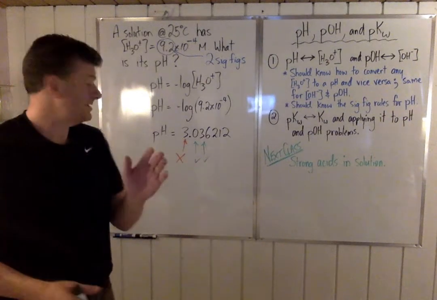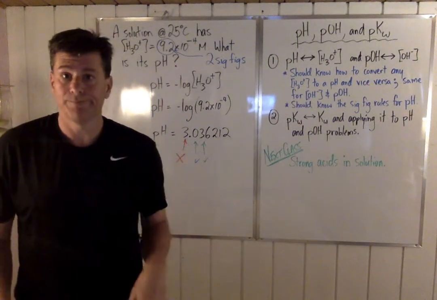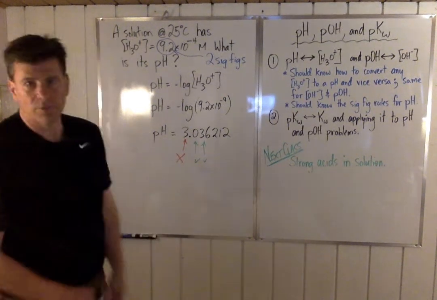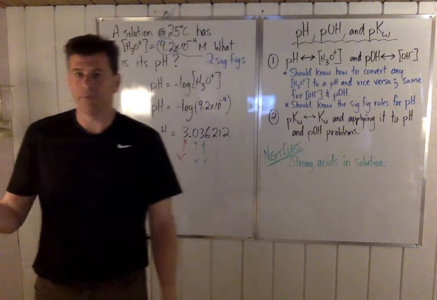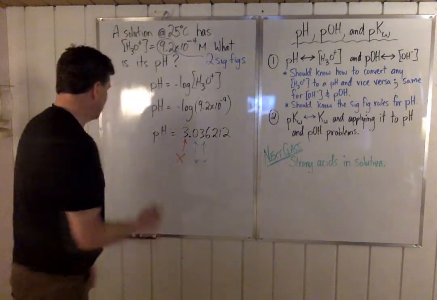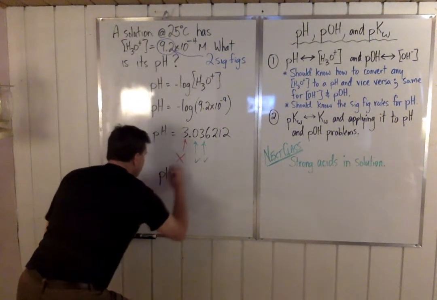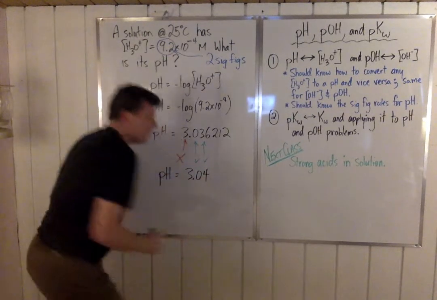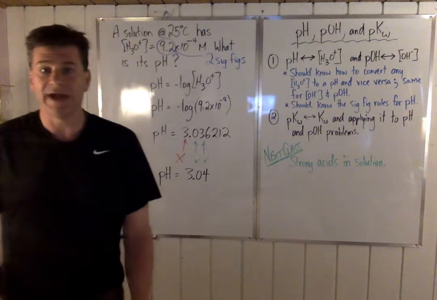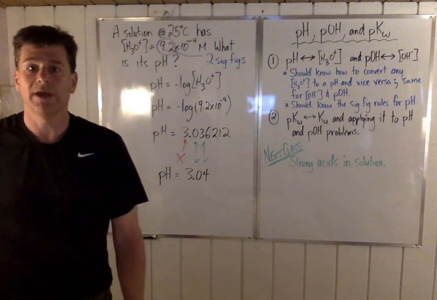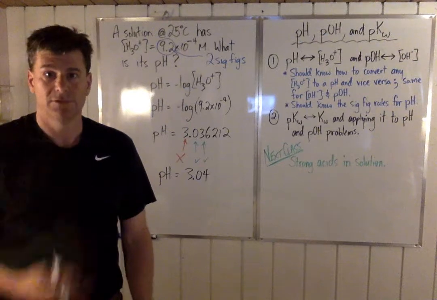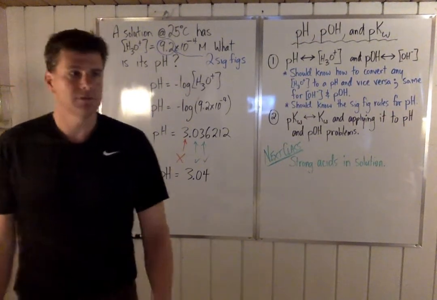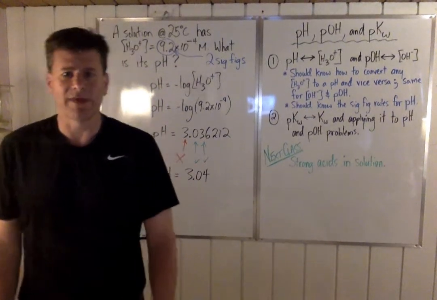Which means I need to round this thing off. So it's 3.0, either 3 or 4. It's either staying a 3 or going up to a 4. So you look at the one to the right of it. The 6 means it goes up. You round it up. So this answer to the proper number of sig figs is 3.04. That is a pH of 3.04. It has 2 sig figs.